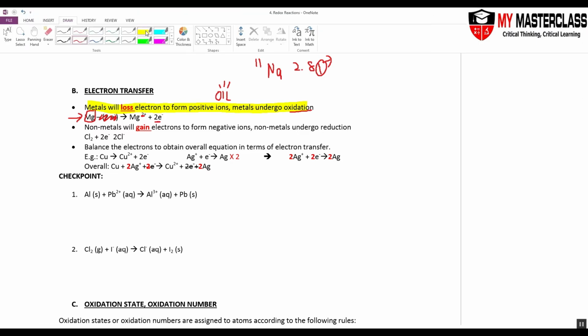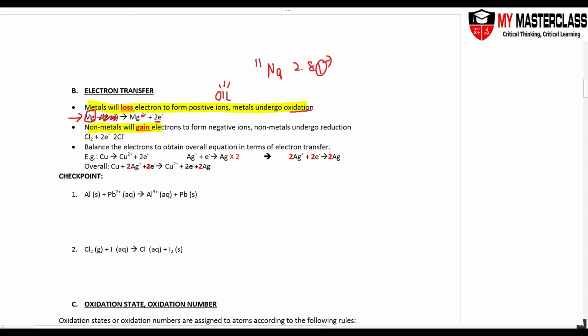Non-metals, what about them? Non-metals will gain electrons to form negative ions, so they undergo reduction. Example, your chlorine, electronic configuration 2, 8, 7, will gain 1 electron to become 2, 8, 8. So reduction is gain of electrons. Example, chlorine, which is neutral, because there are 2 chlorine atoms in the molecule, will gain 2 electrons, 1 each, to form 2Cl-, 2 chloride ions.